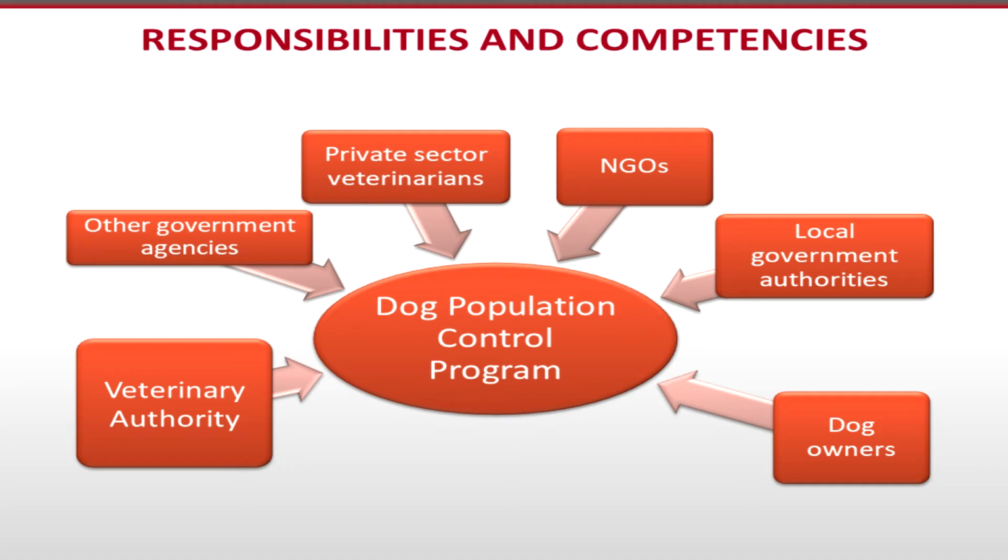Now, the chapter identifies competences that should be involved in responsible dog population control programs. The veterinary authority is one of them. You'll have other government agencies, depending on which country you come from. You'll have private sector involvement: veterinarians, non-governmental organizations, local governments, the municipalities for example, and then of course the dog owners themselves. So these are the institutions that you should certainly include in the dog population control programs.